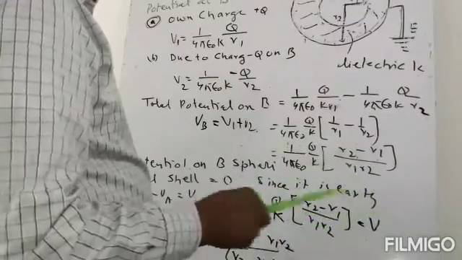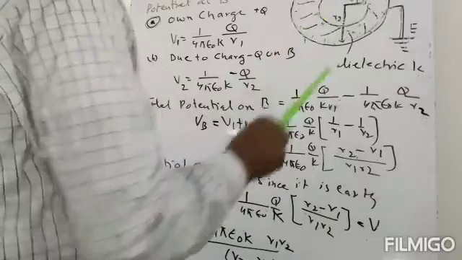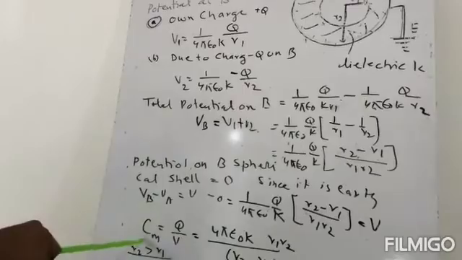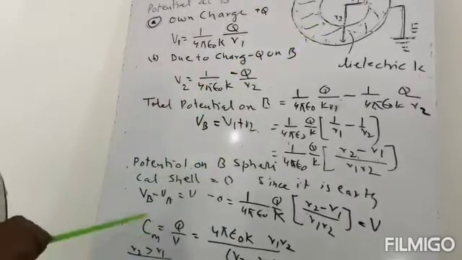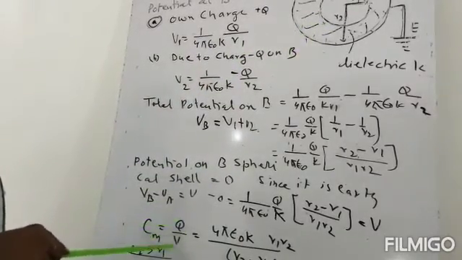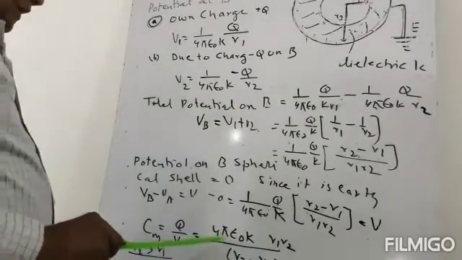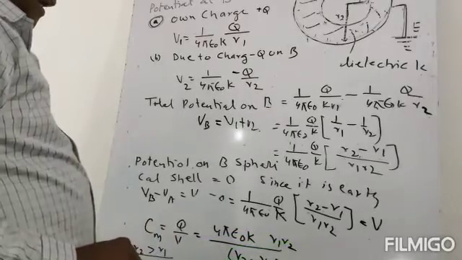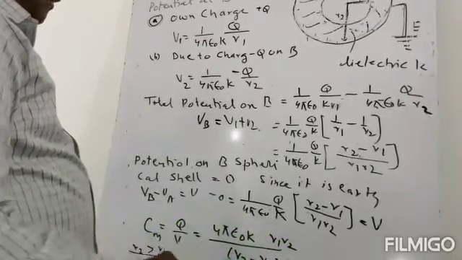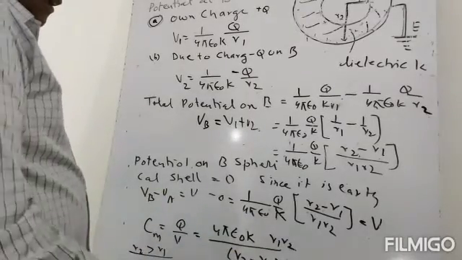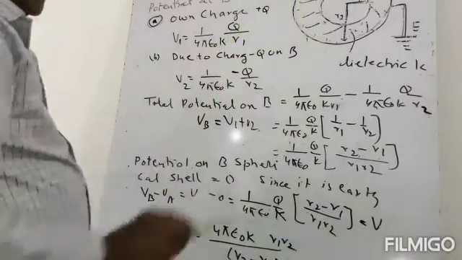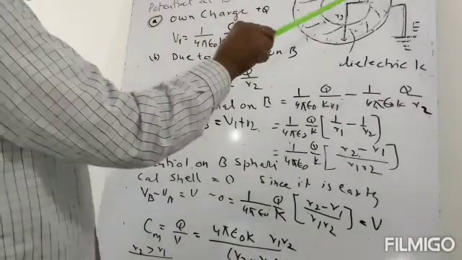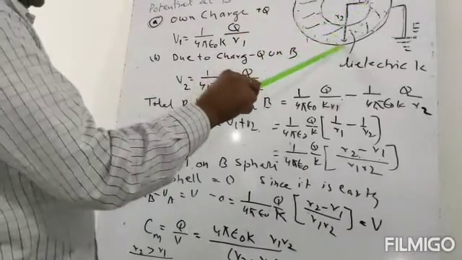So in this way we can find the capacitance of the capacitor. The capacitance of the spherical capacitor will be equal to Q by V. So the capacitance in which the medium is there, I write Cm, will be equal to Q by V, and this will be equal to 4 pi epsilon 0 K into R1 R2 by R2 minus R1. So this will be the capacitance of a spherical condenser whose inner radius is R1 and outer radius is R2.